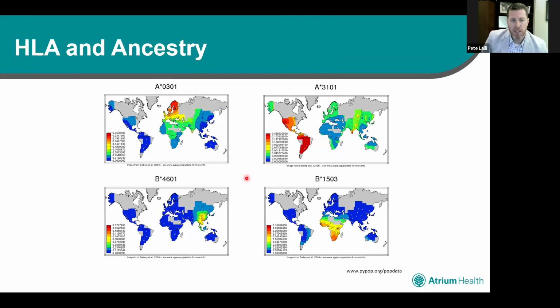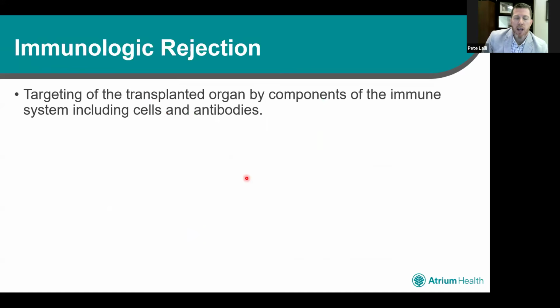Okay, so now we've talked a little bit about what HLA is and how it works. Let's talk a little bit about how it influences our transplants and our transplant patients. When we talk about the immune system trying to fight off a transplanted organ, we're talking about a term called immunologic rejection. Immunologic rejection is the targeting of the transplanted organ by components of the immune system, including cells and antibodies.